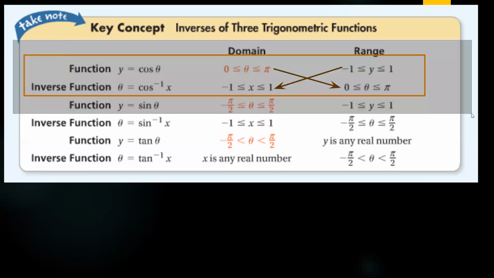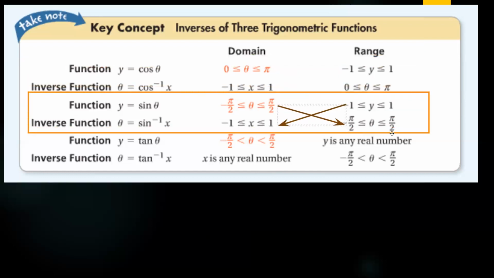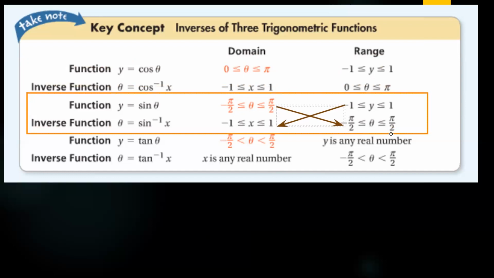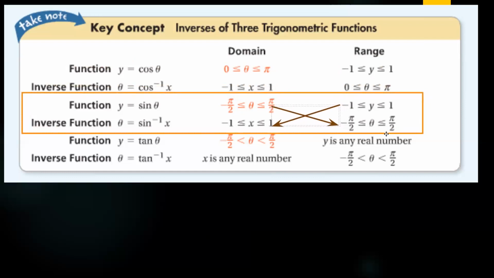And the same we have for sine. Let's remember that the domain for sine is from -pi/2 to pi/2. So the range of the sine inverse will be from -pi/2 to pi/2. And the range for sine is from -1 to 1, and the domain of the sine inverse will be from -1 to 1.